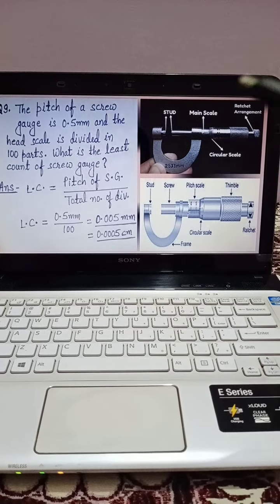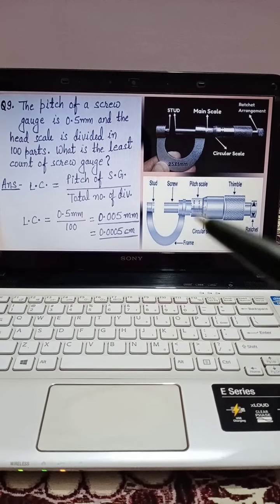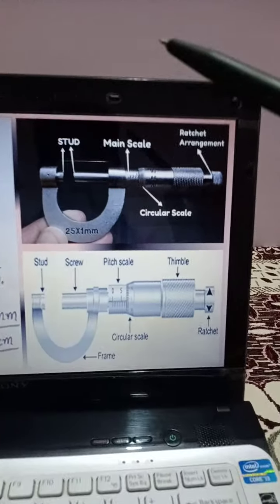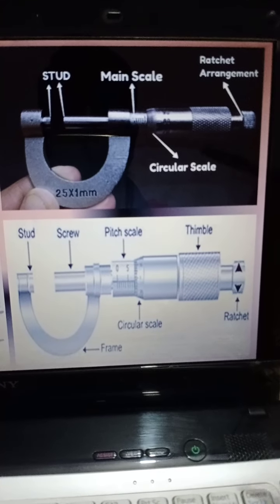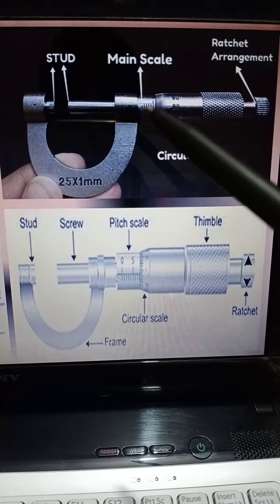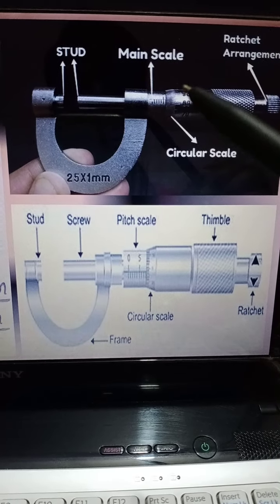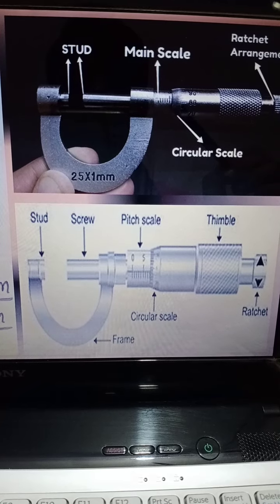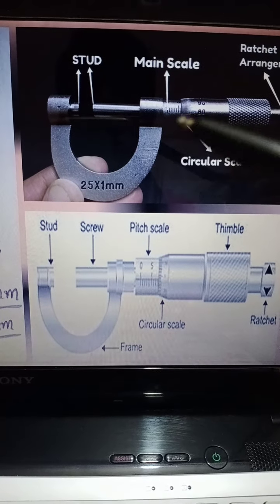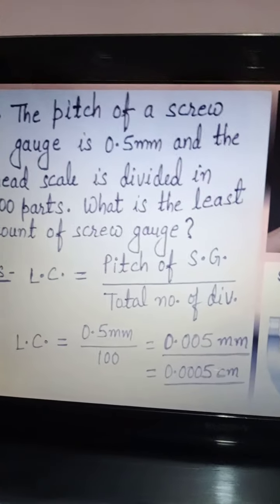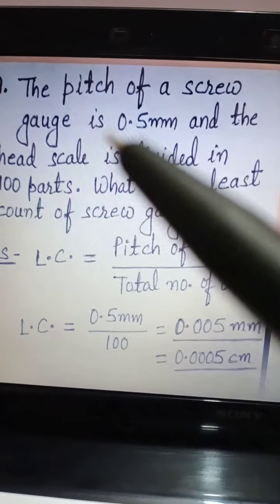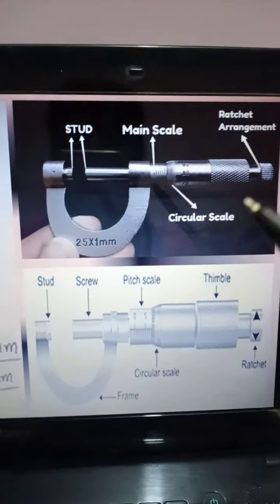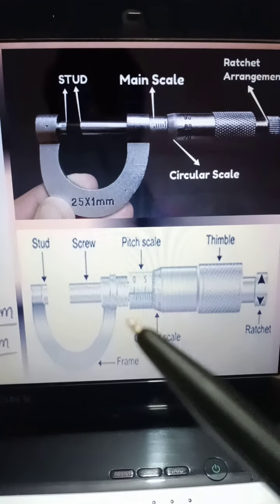So here you have these two diagrams of screw gauge. So you can see here clearly what the pitch is here. This shows the main scale, this is the circular scale. As it is given in the question, the pitch of the screw gauge is 0.5 mm. So from this diagram you can understand what the pitch is.